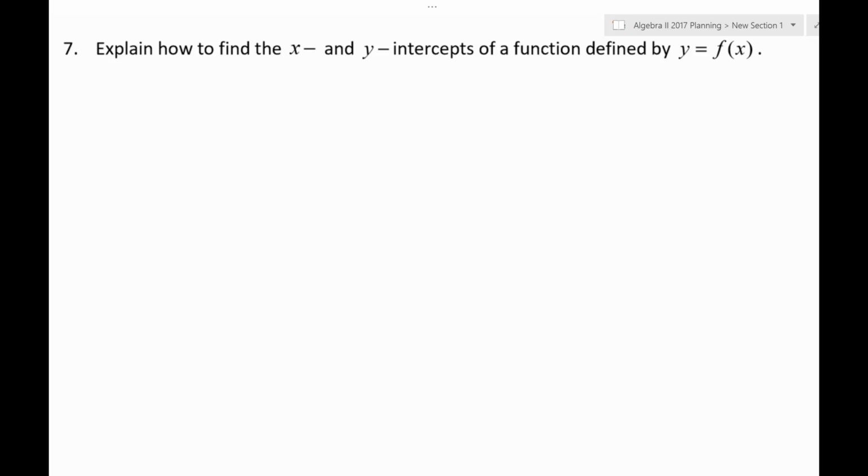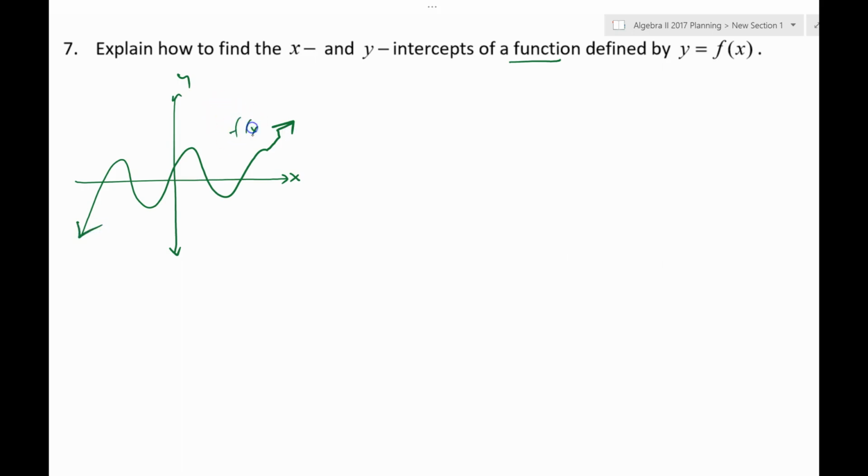Well, here we're asked how to find the x and y intercepts of any generic function defined by y equals f of x. Well, I think maybe the first place to start is just to do a quick sketch of some generic function so we can visualize what it is we're trying to think about here. So here's a function, and we'll call that function f of x.